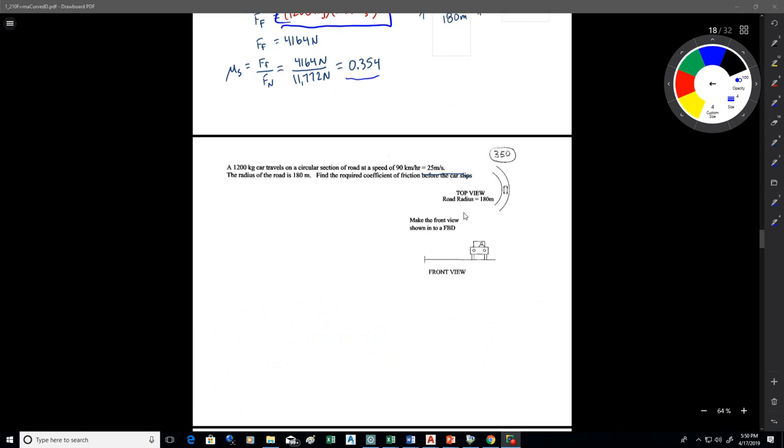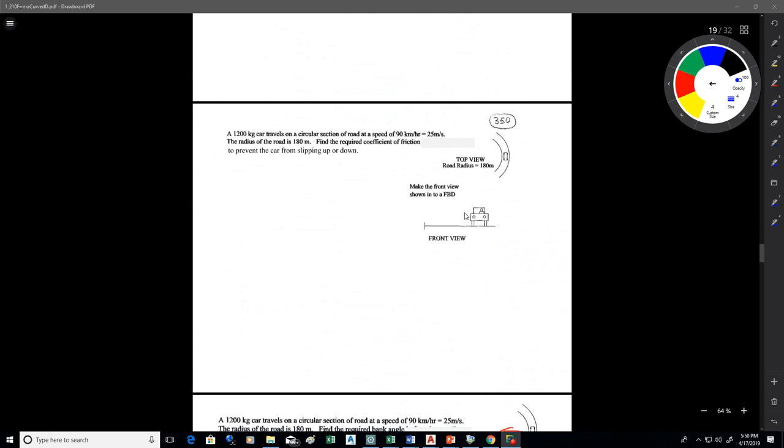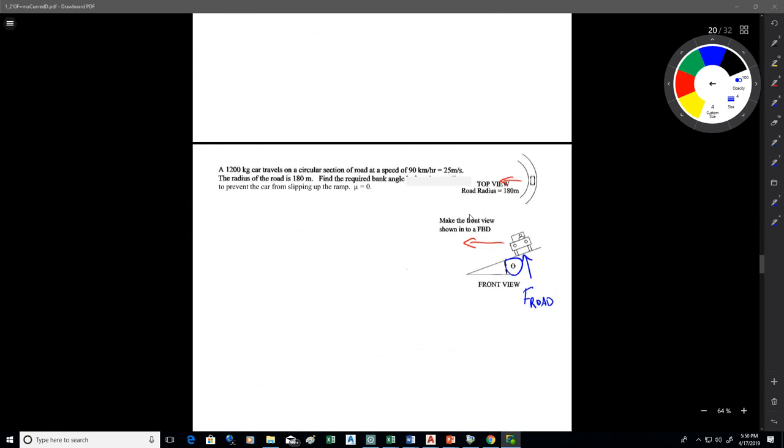All right, let's look at the second part to this problem. Let's say we're going to go around the same curve here. Let's take friction out of the problem here. So we're not going to have any friction. Instead of friction, we're going to bank the road. We're going to angle it up.